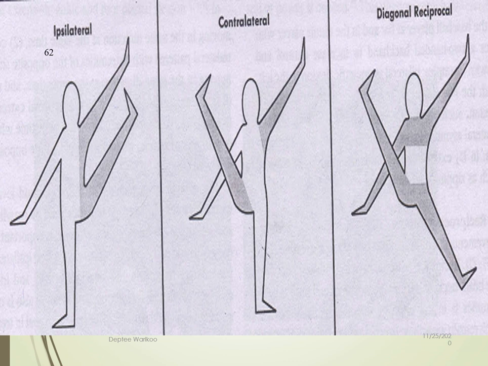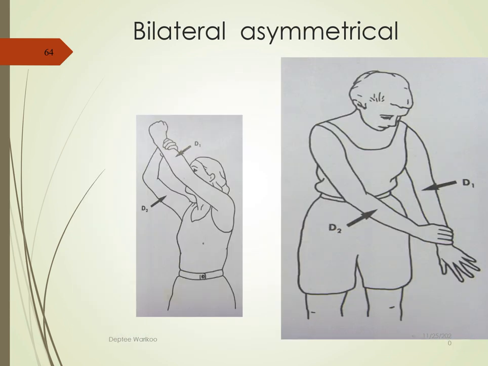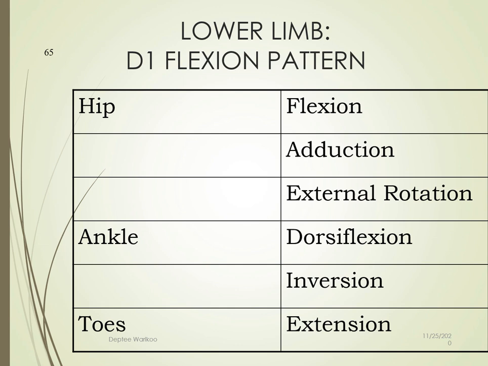Diagonal, you can see here. Diagonal could be symmetrical, diagonal could be asymmetrical, diagonal could be reciprocal. Here what we see is diagonal reciprocal movements. Now I think you understand this diagonal reciprocal movements. These are the bilateral movements performed by the lady. These are bilateral asymmetrical movements because one hand is performing D1 and another is performing D2. So now we will see about the lower limb patterns.